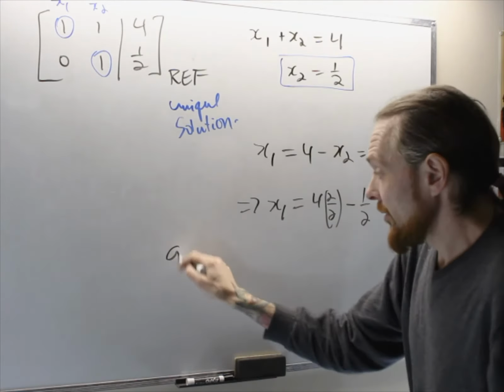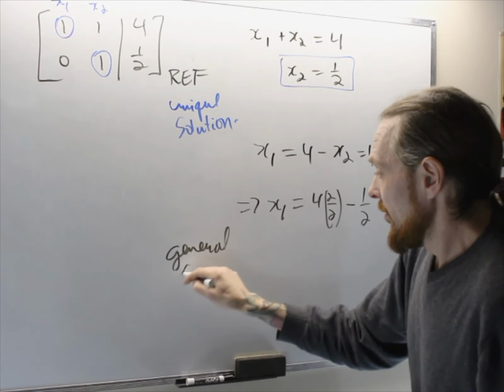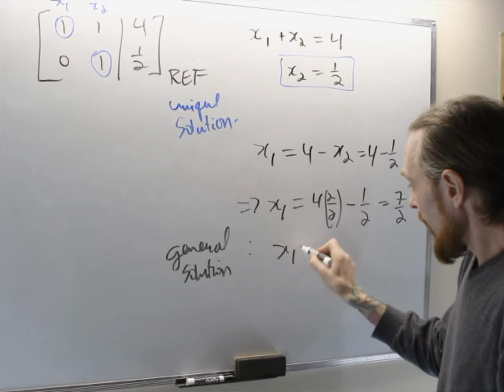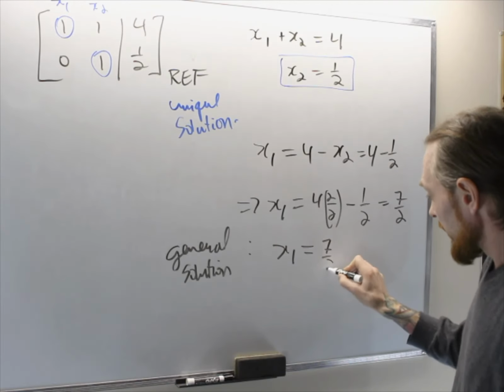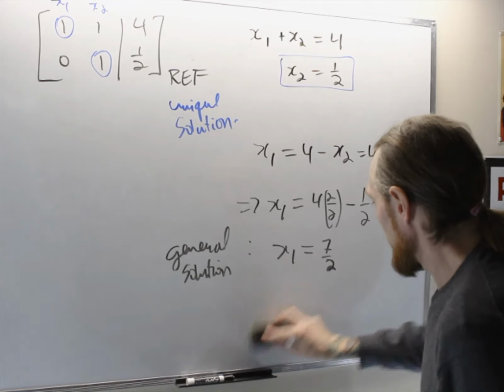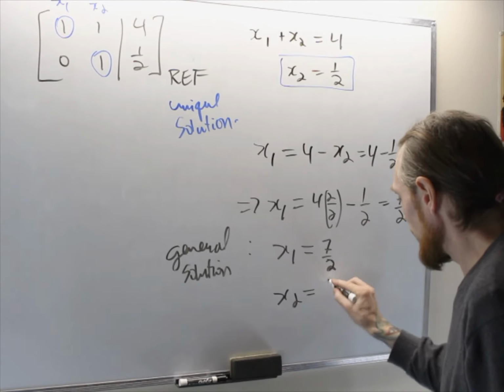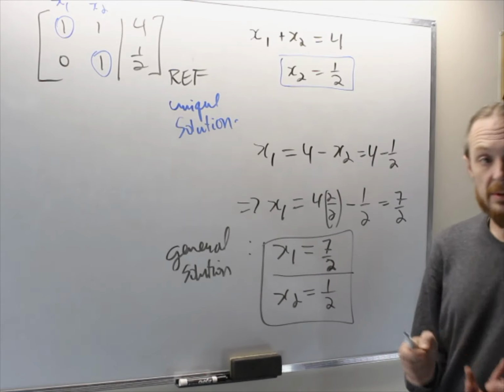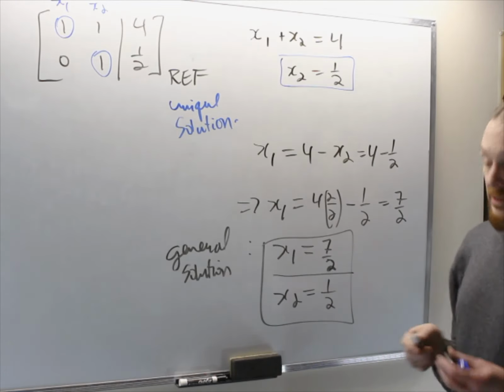So the general solution is given by x1 equals 7/2 and x2 is equal to 1/2. This is the general solution to this system of equations.